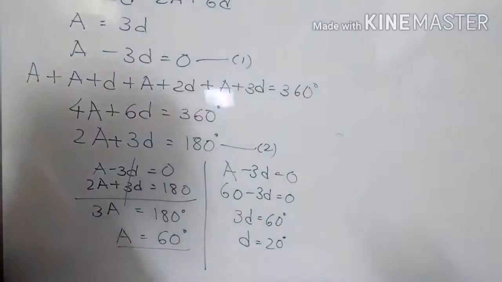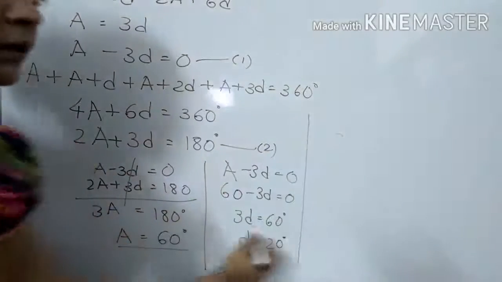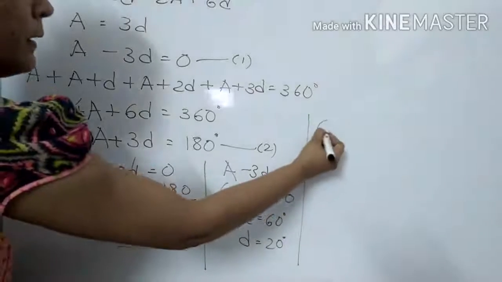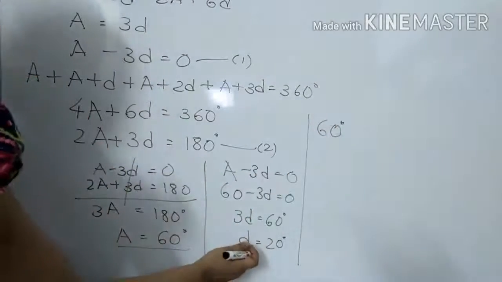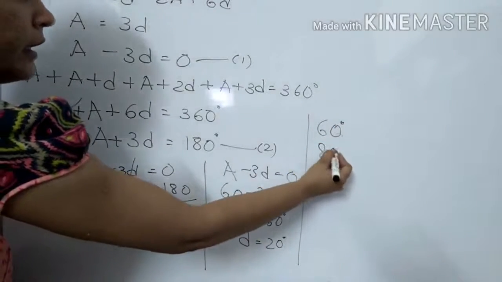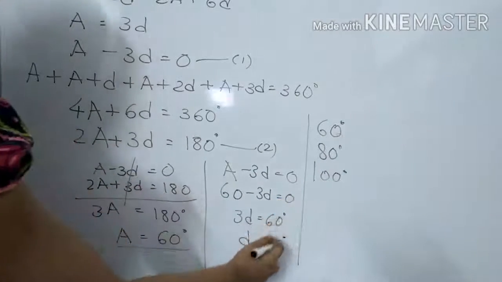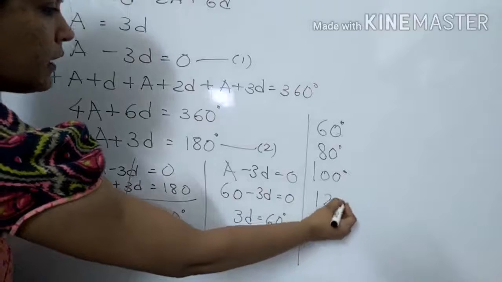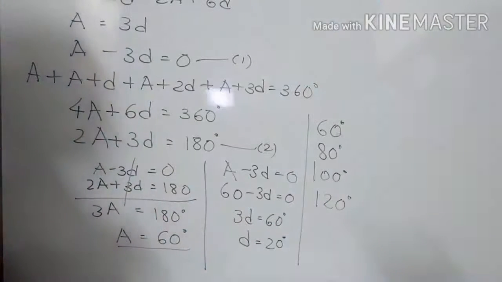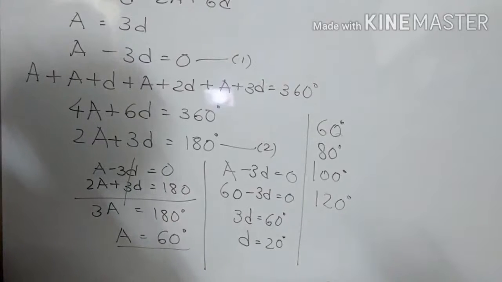Now using the common difference, we can write all the 4 angles of this AP. So I am writing here all the 4 angles. First is 60 degrees. Then second, by adding 20 to it, I get 80 degrees. The next is 100 degrees by adding 20. And next is 120 degrees by adding 20. So this way I get all the 4 angles of this AP.